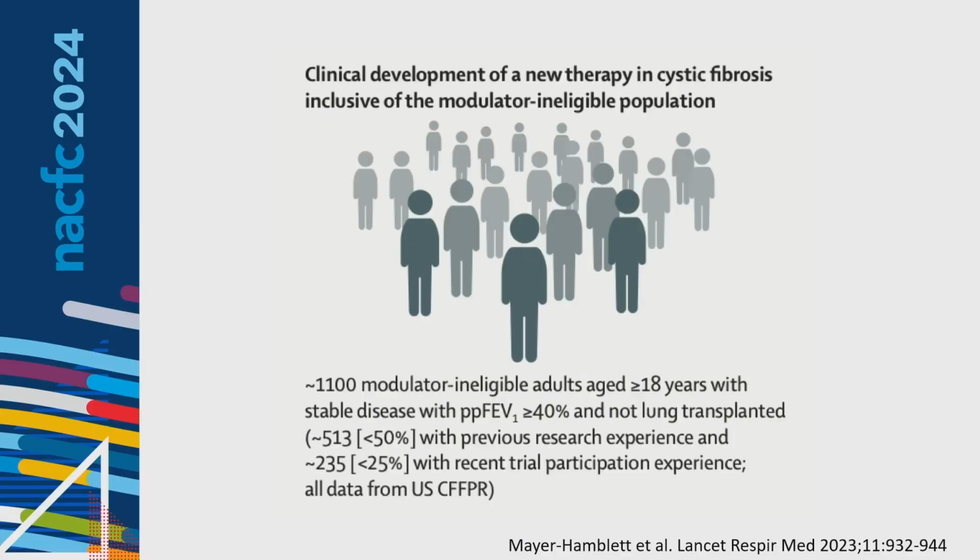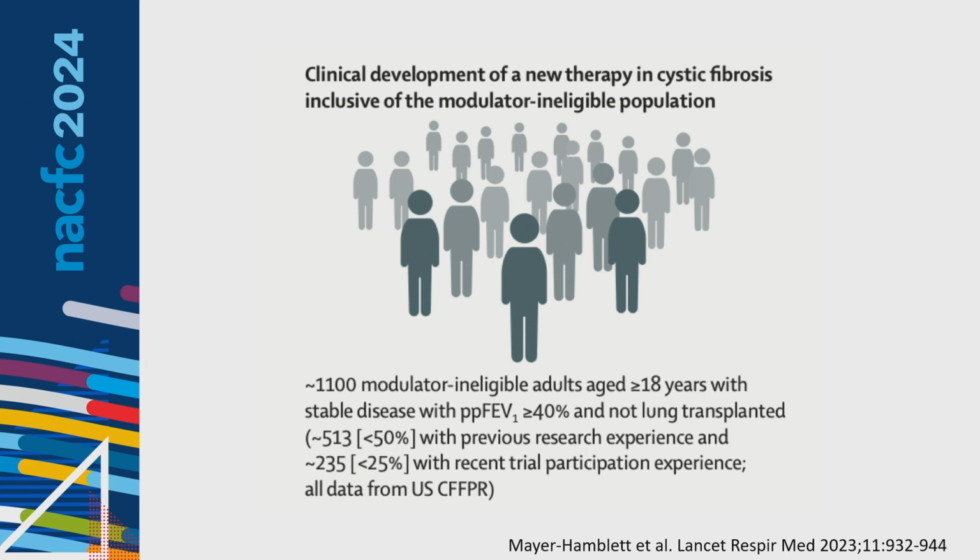So there are so many trials that are potentially out there. And in the US, we have about 1,100 modulator-ineligible adults aged 18 years and over with stable disease, with lung function 40% and above, and not implanted. So that's a small group of people to work with. Some of this talk was at the plenary as well yesterday: how do we design these trials so we can make them as small as possible and still get the information we need.